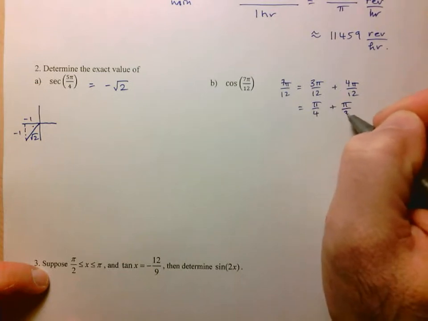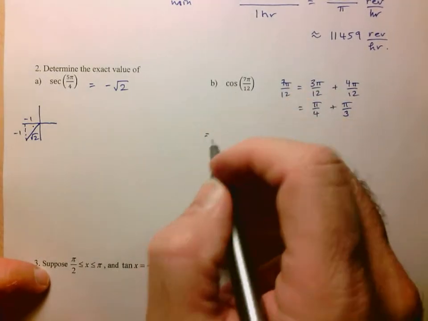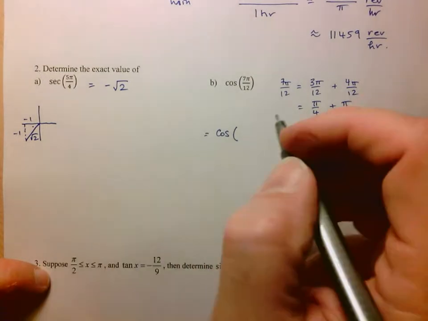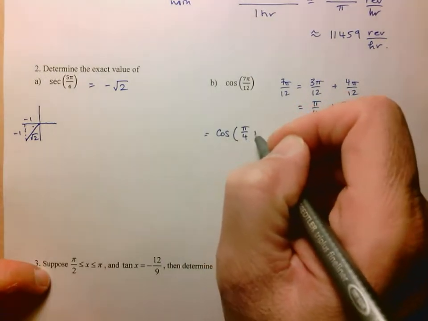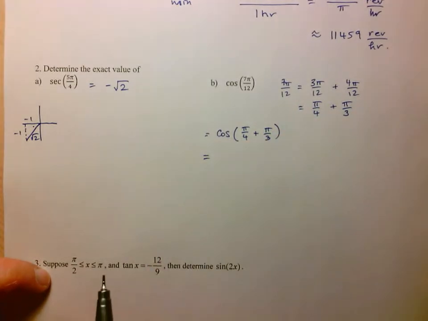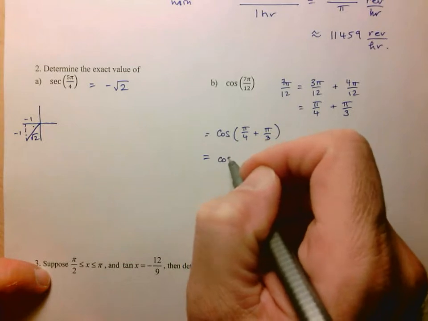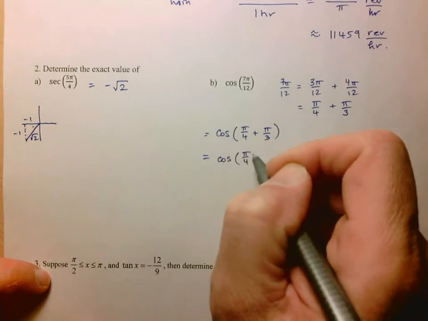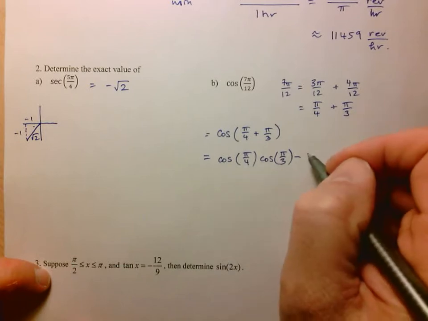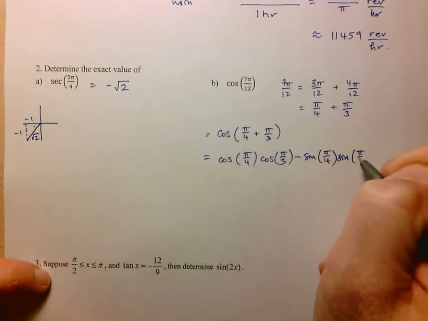And so now I can rewrite cosine of 7 pi over 12 as the cosine of a sum of 2 nice angles. So it's the sum of pi over 4 plus pi over 3. And now I can apply my identity for the cosine of a sum. So here we have cos of pi over 4 times cos of pi over 3 minus sine of pi over 4 times sine of pi over 3.